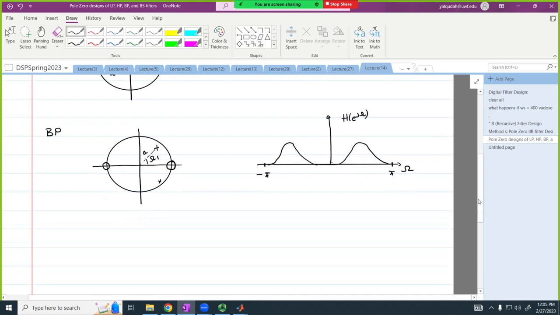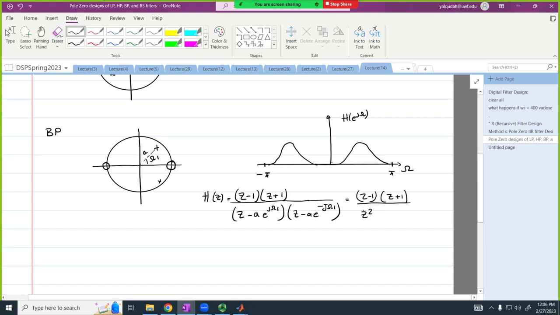And therefore, H of z is going to equal z minus 1 multiplied by z plus 1, divided by z minus A e to the j omega 1 multiplied by z minus A e to the negative j omega 1, which is going to equal z minus 1 divided by z squared minus 2A cosine omega 1 z plus A squared. Together? Make sense?